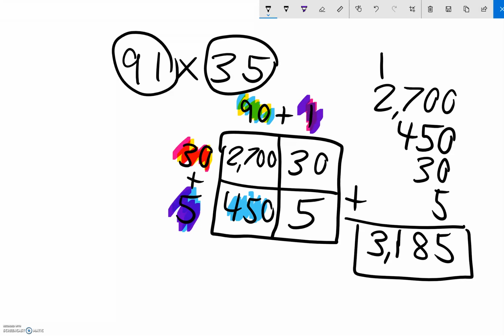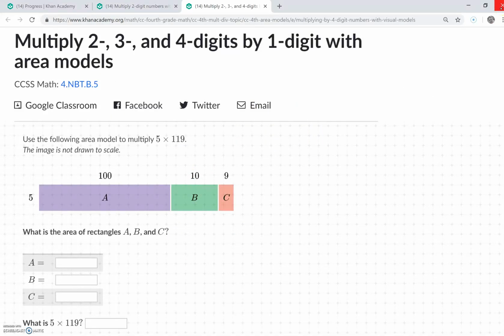Okay, let me briefly show you now how this works when we are doing problems in Khan Academy. Okay, here is a problem. This problem asks us to multiply 5 times 119. Okay, and that is a 1 by 3, 1 digit by 3 digits. So they drew here a 3 by 1 area model. Okay, and we're going to do this exactly the same way that we did earlier.